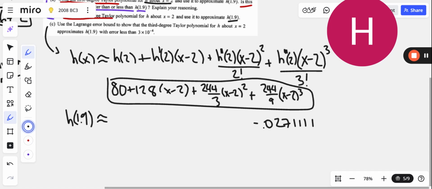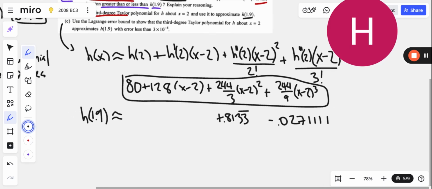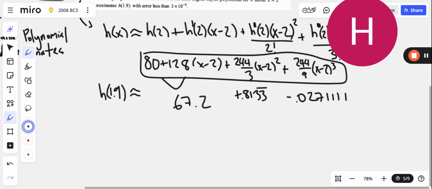0.1 times 0.1. This is going to be plus 0.813 forever. That's actually 3 times this other one. And then here, those two we already know come up to be 67.2. So let's say plus 67.2 minus 0.0271111. And we should get 67.986.